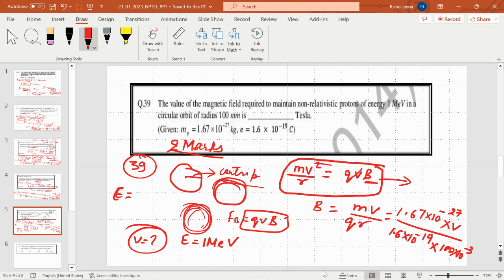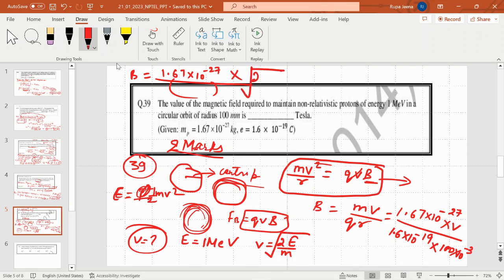So you can do P, MV is half MV square, right? So V is equals to under root 2 E by M. Put V value in here. 1.67 into 10 raised to power minus 27 upon these term, then under root 2 E by M.